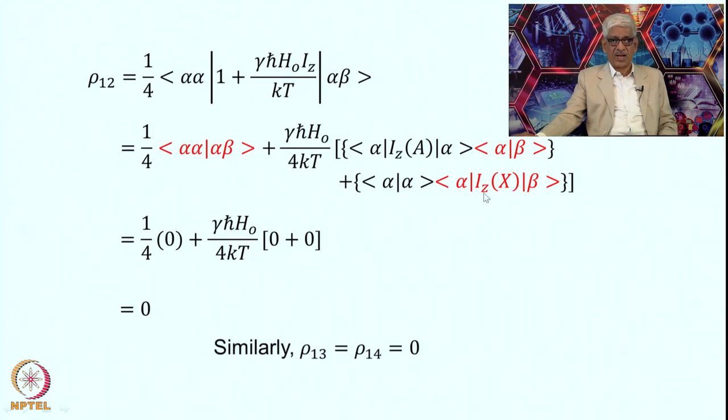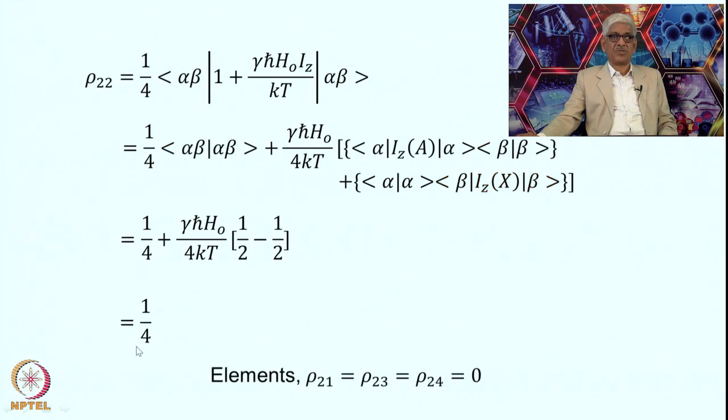When I take the X of the Iz, then I will have alpha alpha, these are the A states, and this is alpha Izx beta. Now you see this also is 0, and this gives me again alpha beta, Iz operating on beta gives me beta only, therefore this also will be 0. So this will be 1 by 4 into 0 plus gamma h cross B0 by 4kT times 0 plus 0, so the whole thing is 0. Similarly when we calculate it, we will see that rho 13 is 0, rho 14 is 0, and in the first row, except for the first diagonal element, all the other three elements are 0.